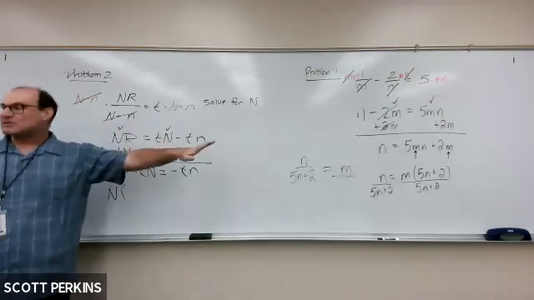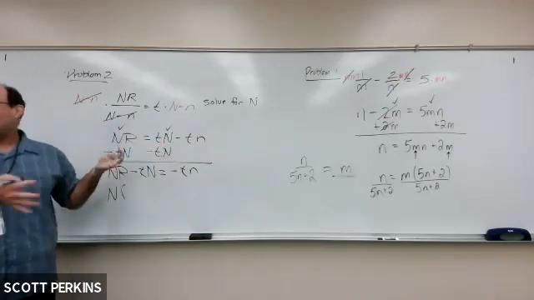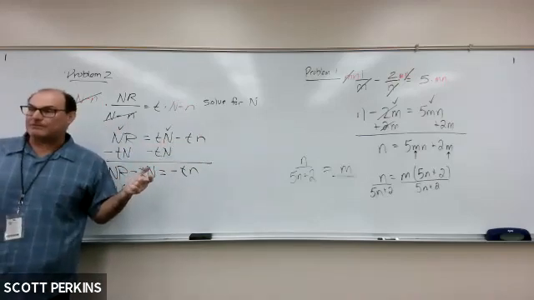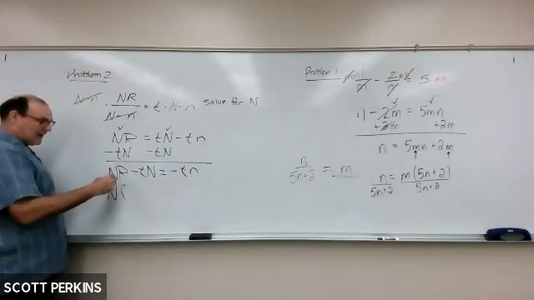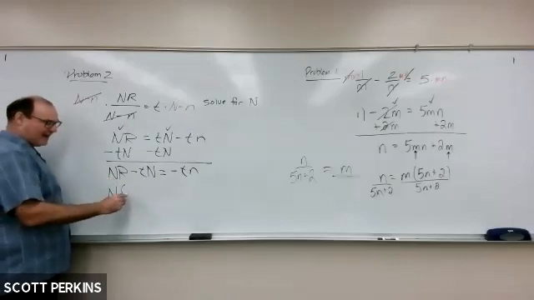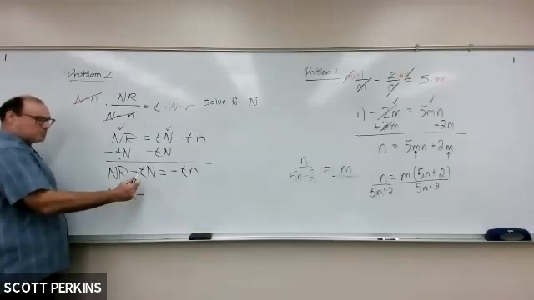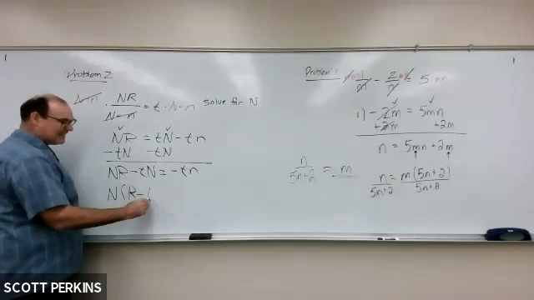Clear the fractions. Get every term involving your variable on one side of the equation. So you can factor and divide. And so we're going to do that. When I factor the capital N out, I have capital R minus, when I factor the capital N out, I've got T.